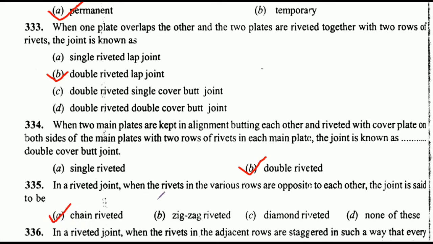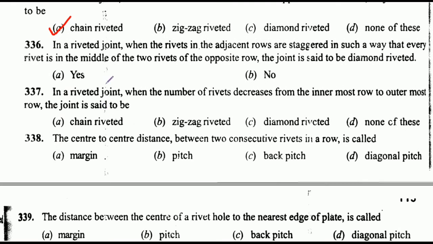Next is in a riveted joint, when the rivets in the adjacent rows are staggered in such a way that every rivet is in the middle of the two rivets of the opposite row, the joint is said to be diamond riveted. Yes or no? So here correct answer is option B, that is no, it is wrong. The statement is wrong here.